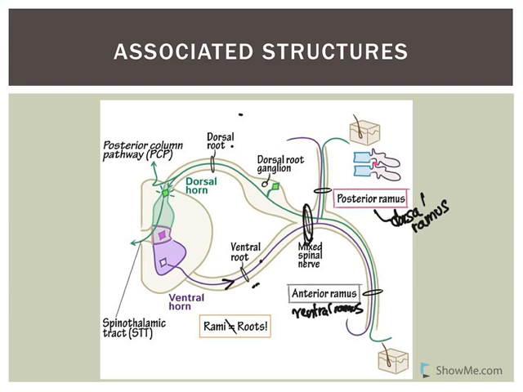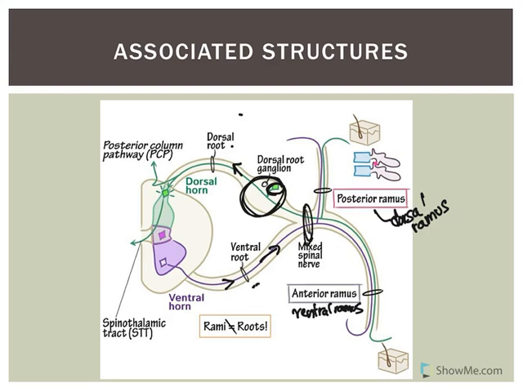The dorsal roots only have axons of sensory neurons, while the ventral roots only have axons of motor neurons. So these are going in this direction. This is going in this direction. The dorsal root ganglion, which you see right here, has cell bodies of sensory neurons. Okay, so these are all very important structures, but they're all part of the peripheral nervous system.